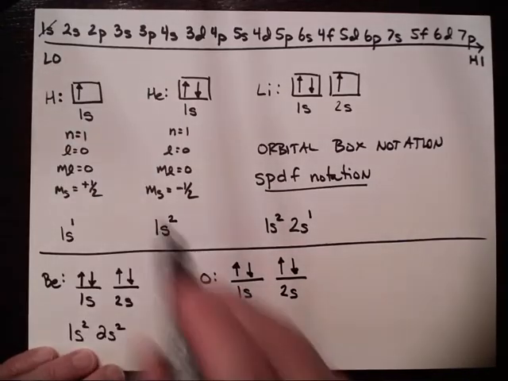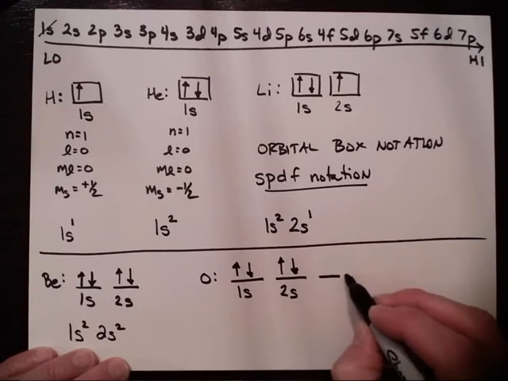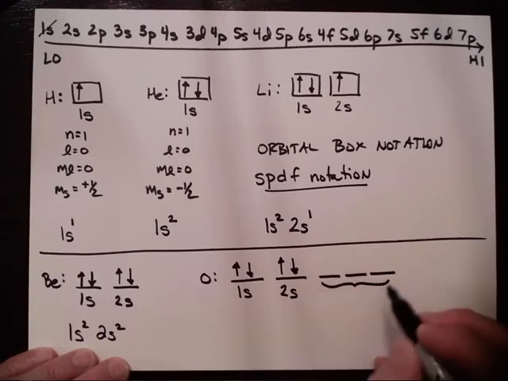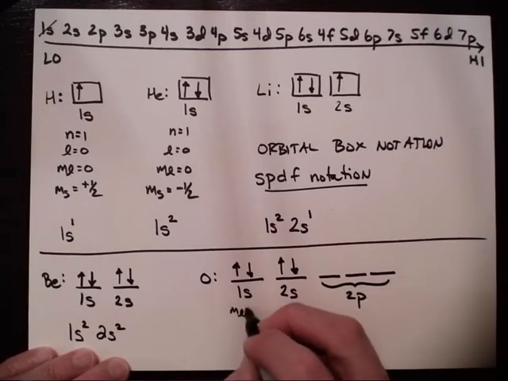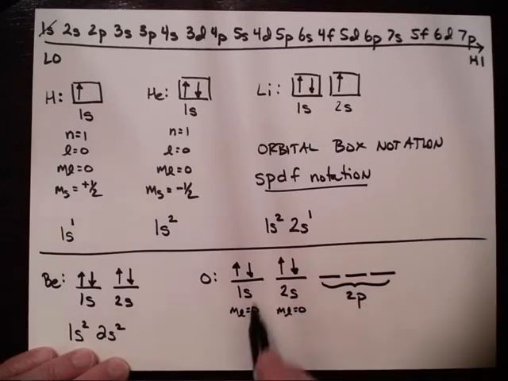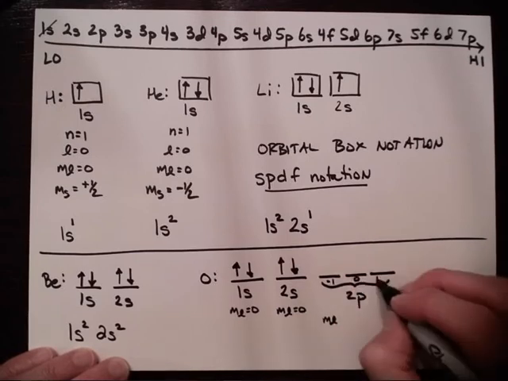Now with the 2p, things are a little different. In a p subshell, you should recognize that there are going to be 3 orbitals. That's because the value of m sub L for any s electron is always going to be 0, and so you only get 1 orbital for an s subshell. For a p subshell, m sub L can be -1, 0, or +1.